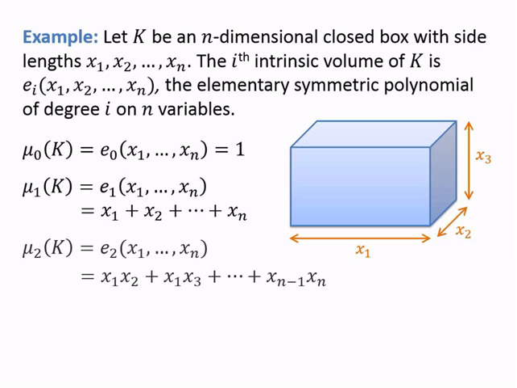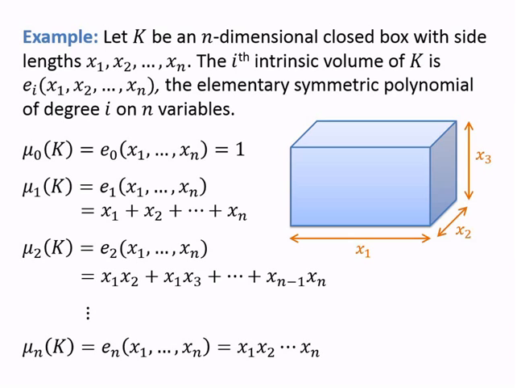And so on, until we get to the nth degree symmetric polynomial, which is a product of all the side lengths. And of course, that's the n-dimensional volume of the box. And notice, if this box is three-dimensional, then mu2, in fact, gives me half the surface area.